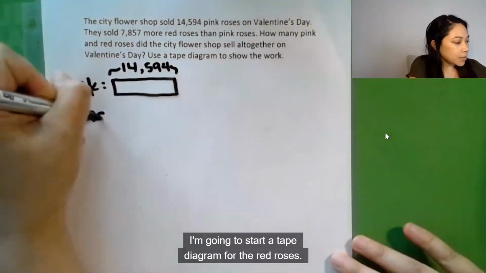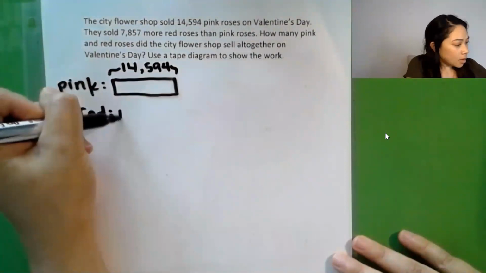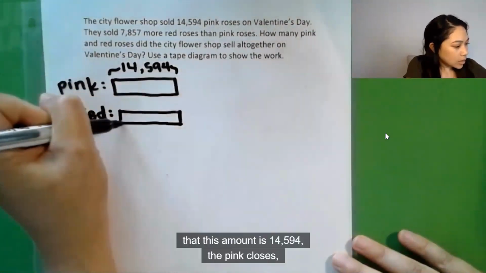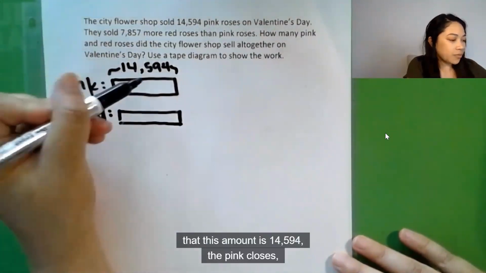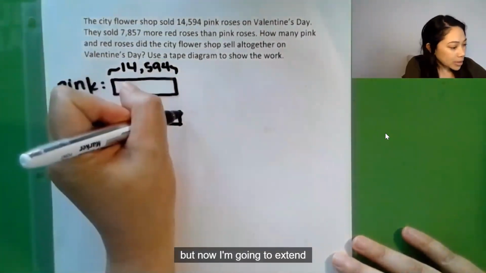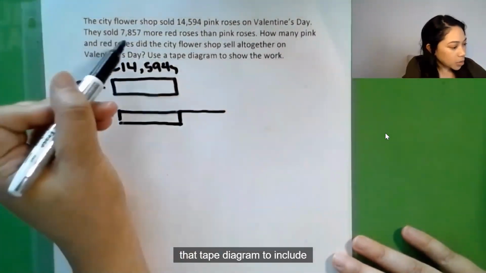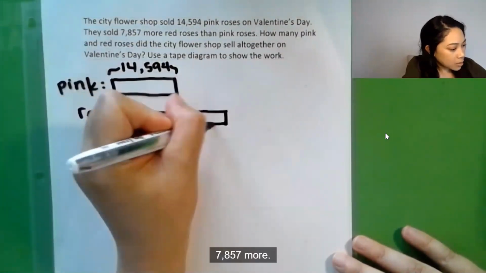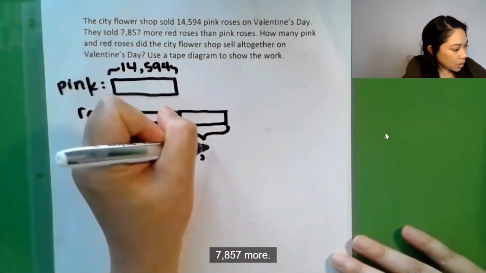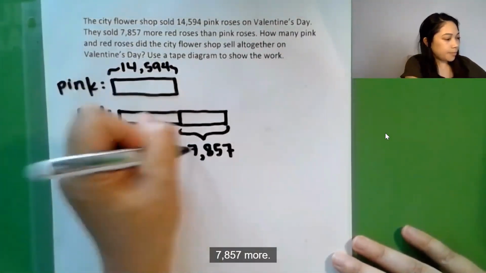I'm going to start a tape diagram for the red roses. And we know that this amount is 14,594, like the pink roses. But now I'm going to extend that tape diagram to include 7,857 more.